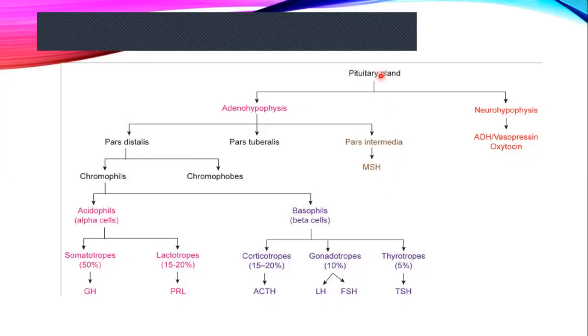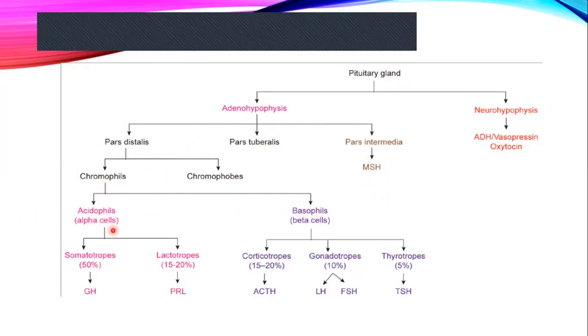Okay. So summary: pituitary gland, adenohypophysis, neurohypophysis. Adenohypophysis has 3 parts: pars distalis, pars tuberalis, pars intermedia. I've written for you melanocyte stimulating hormone. Pars distalis has chromophiles and chromophobes. Chromophiles are the ones which produce the hormones, and they are either acidophils or basophils. I've even indicated their color: pink. These ones look blue purple.